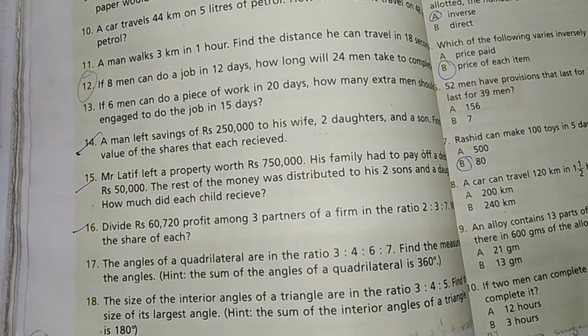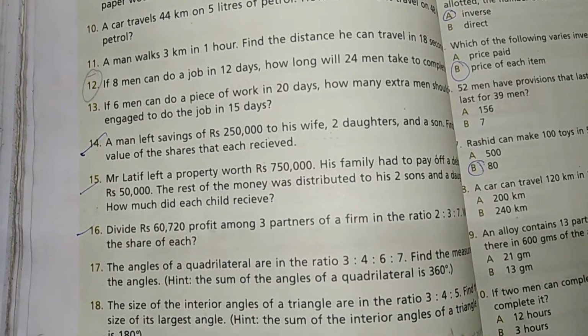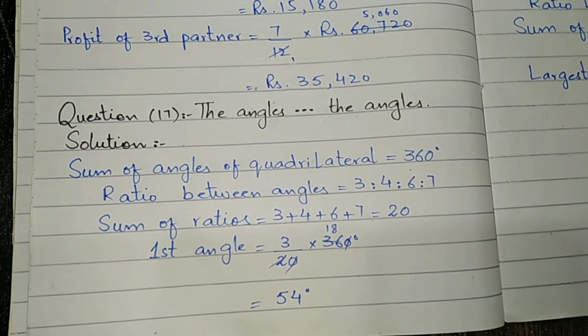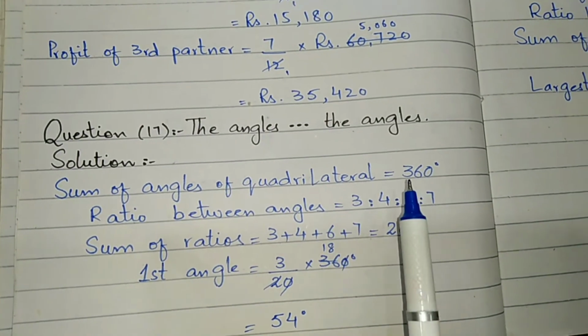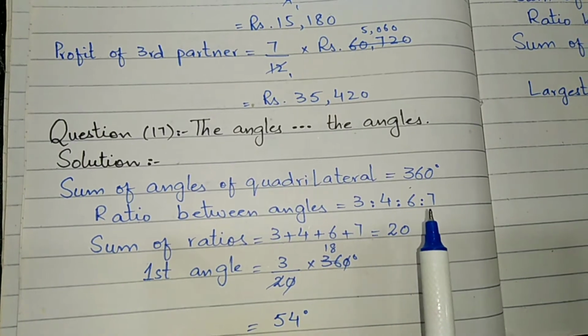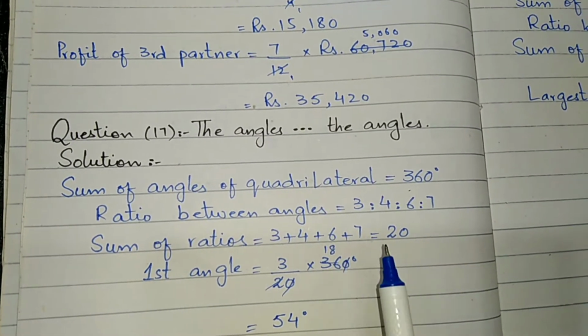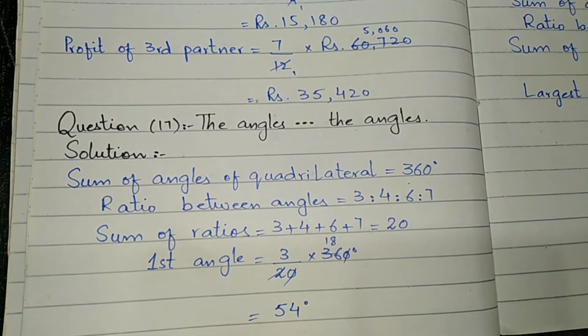So as we know that the sum of all the angles of a quadrilateral is equal to 360. So first of all we have to write the sum of the angles of a quadrilateral is equal to 360 and the ratio between the angles is 3:4:6:7. Sum of the ratios: 3 plus 4 plus 6 plus 7 that is equal to 20.